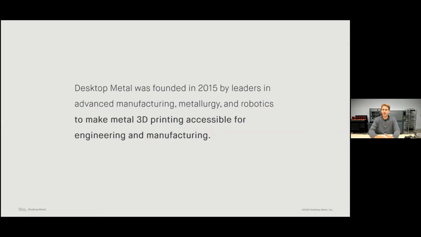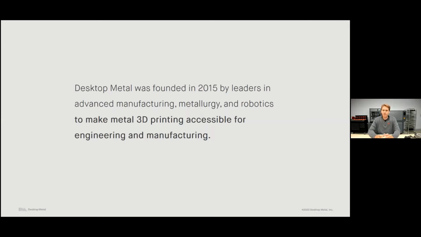And DM was founded with the goal to make 3D printing accessible for engineers and manufacturers. And what I want you to take away from this mission statement is this idea of accessibility. Metal 3D printing has been around for 20 plus years now, but it really hasn't been accessible to anybody but the very high tier, high-end manufacturers for aerospace, medical device, etc.